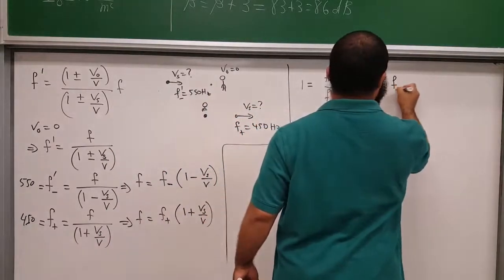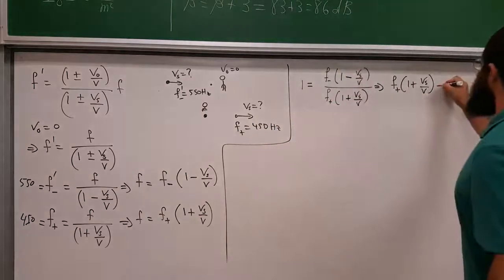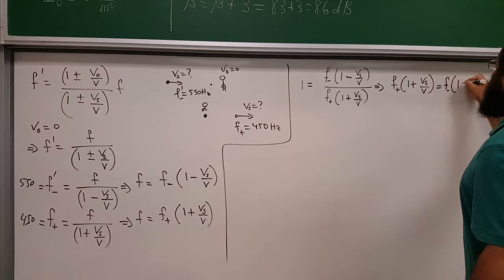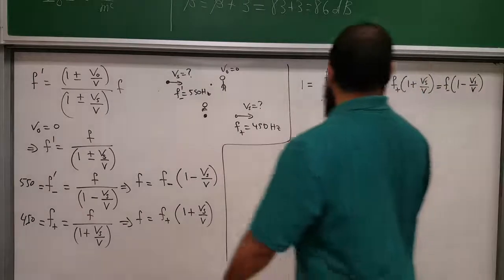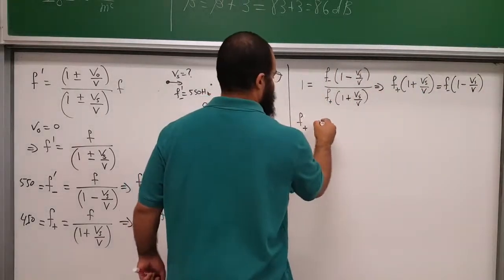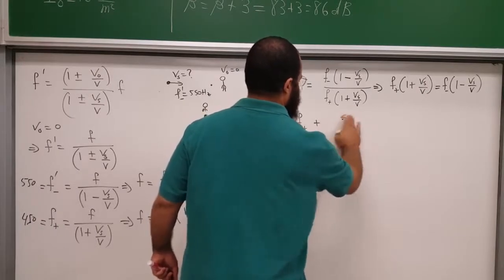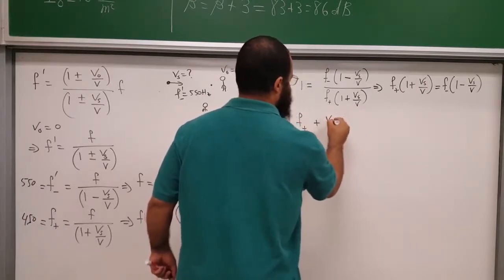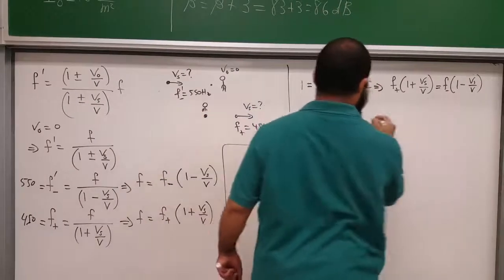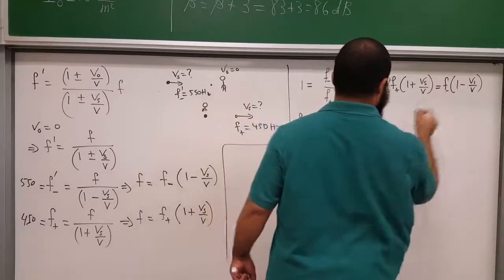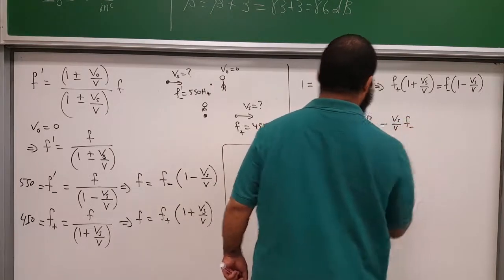I get F plus times 1 plus Vs over V minus F minus times 1 minus Vs over V. I trust you all can do this algebra here. Let's just multiply. So I get F plus, and then Vs over V times F plus will equal to F minus times 1 is F minus, and then F minus times negative that will be negative Vs over V times F minus.